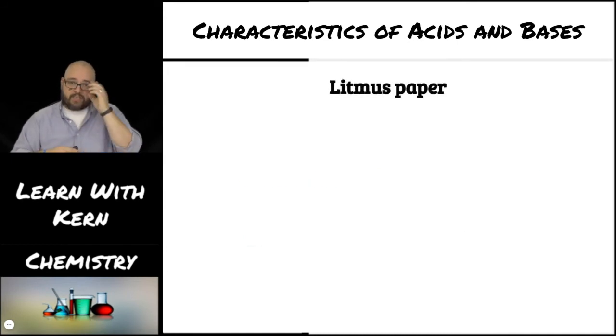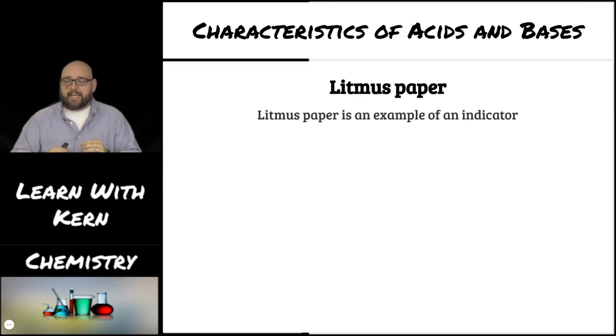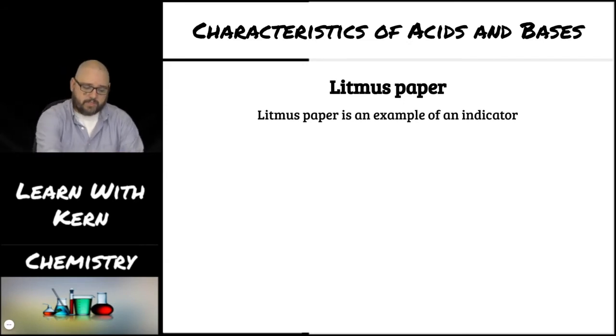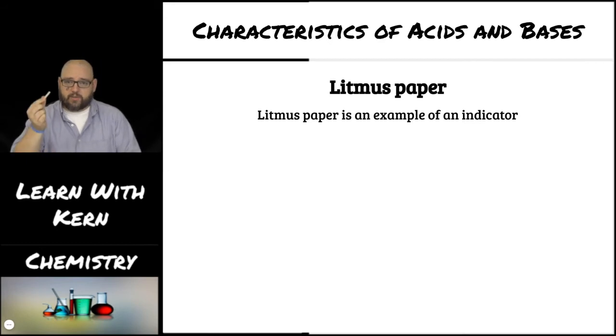Litmus paper is a way that we can tell whether or not something is an acid or a base. So what is litmus paper? It's an example of what's called an acid-base indicator. Litmus paper comes in two varieties, either red or blue. I know you probably can't tell that much on the screen. They're not really red and not really blue. It's kind of more pink and purplish, but we call them red and blue. It comes in these two varieties.